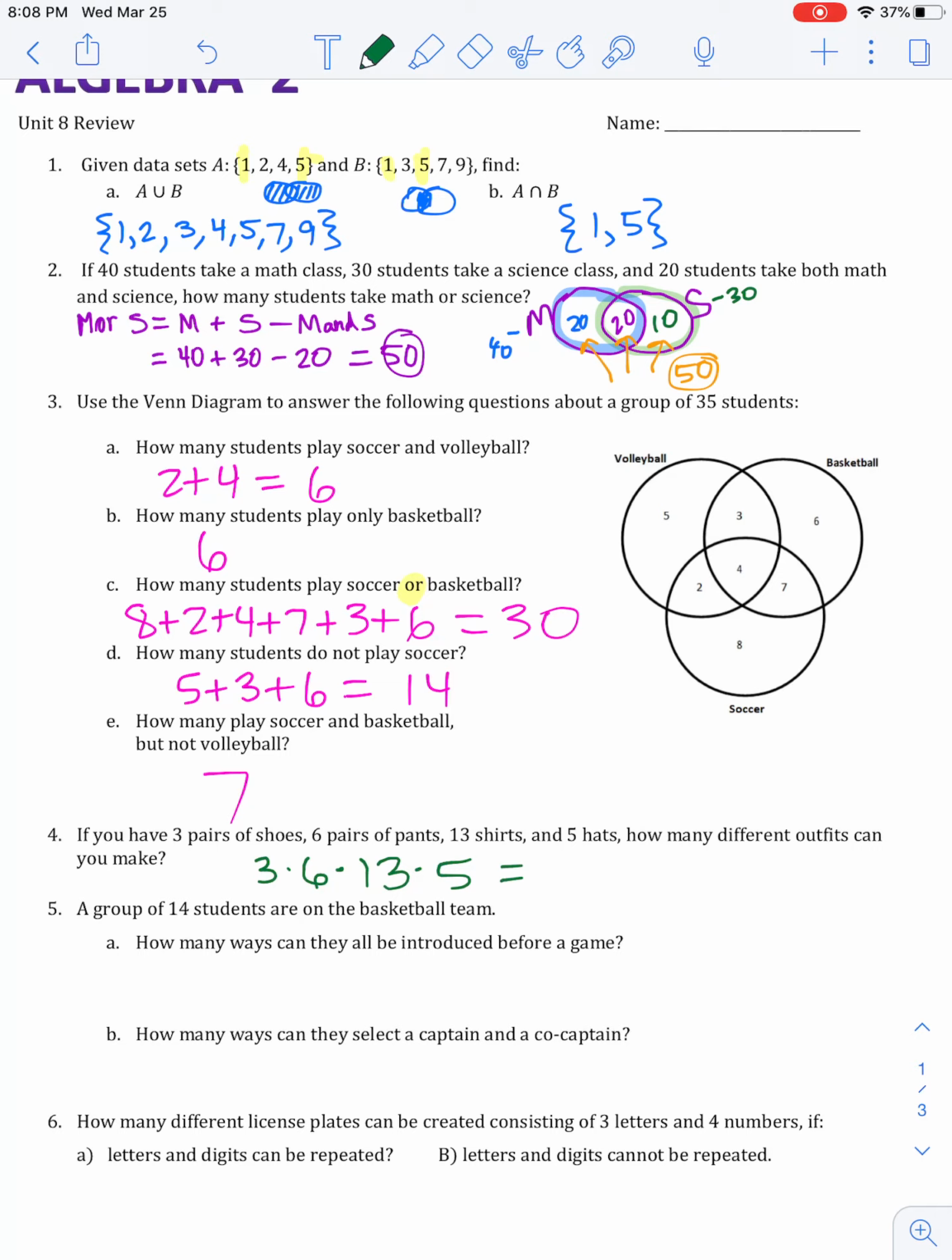So on a problem like this, I might get out my calculator. So let me go ahead and multiply 3 times 6, which is 18, times 13 times 5, and that is 1,170.